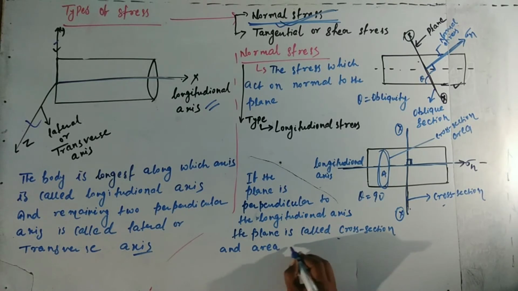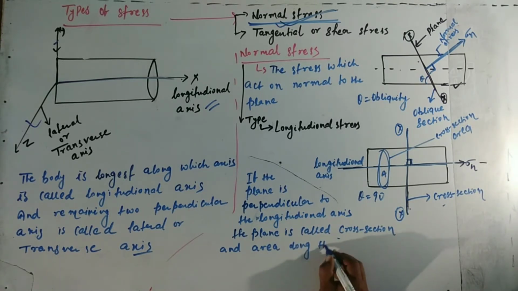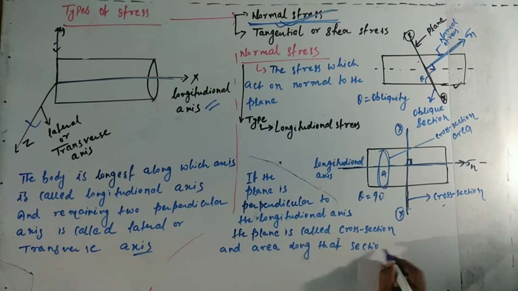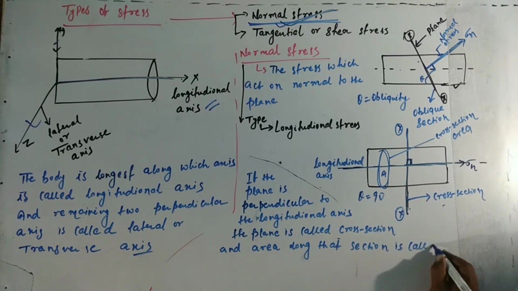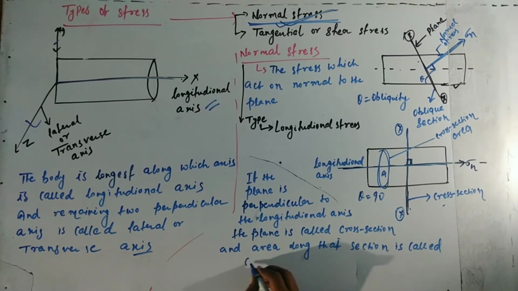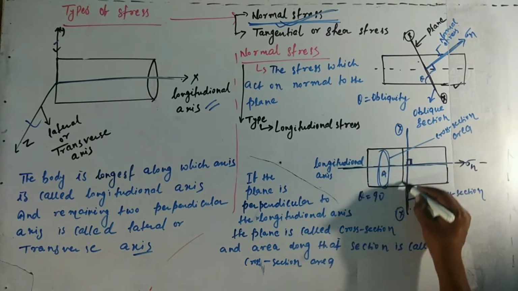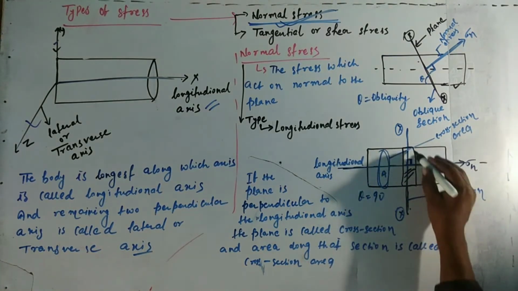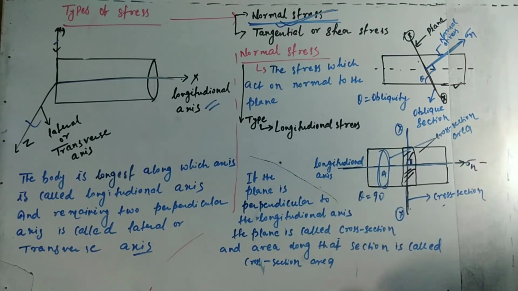The area along that section is called the cross section area. That area is the cross section area. Here normal stress acts on the cross section area.